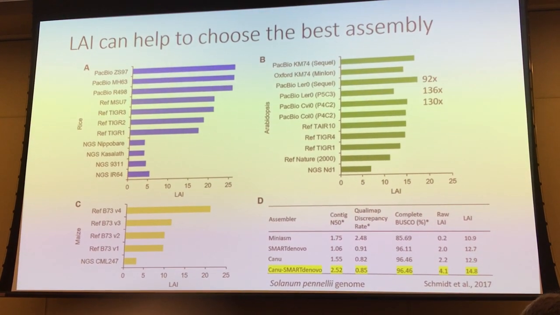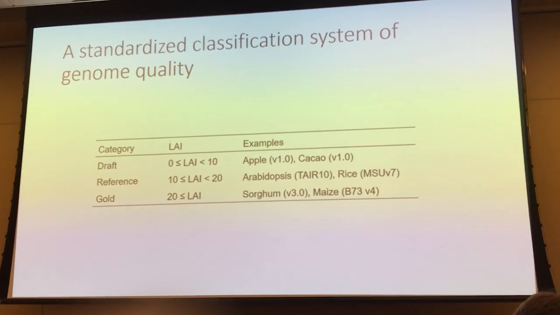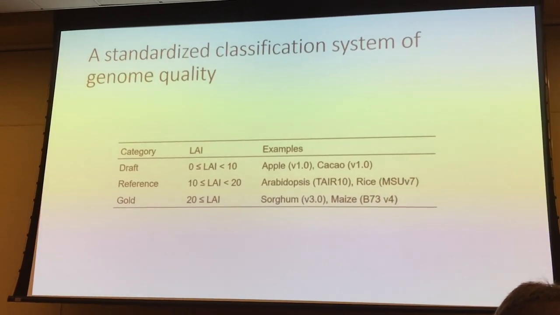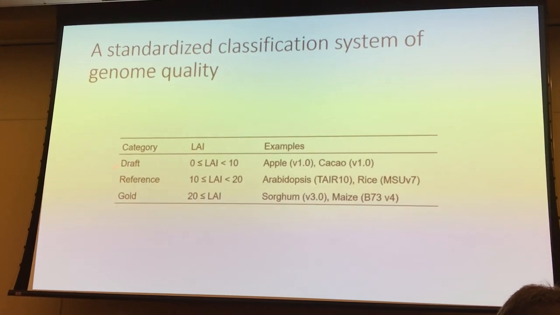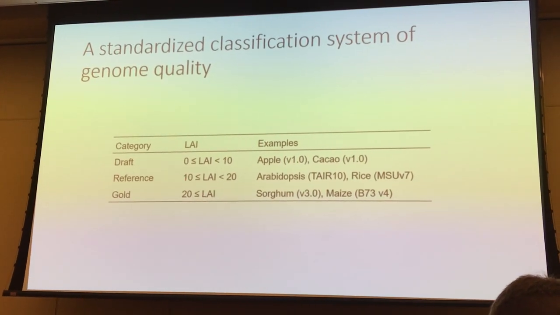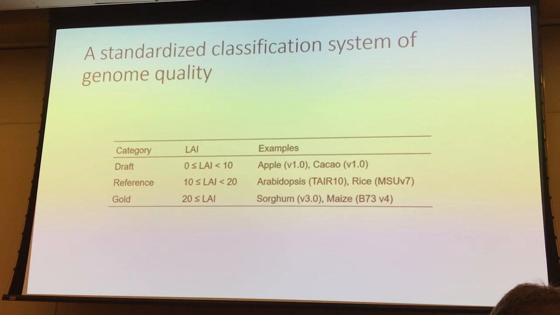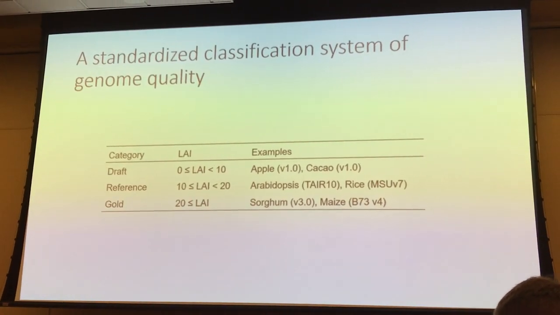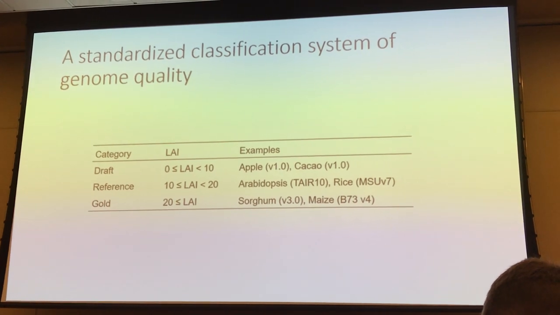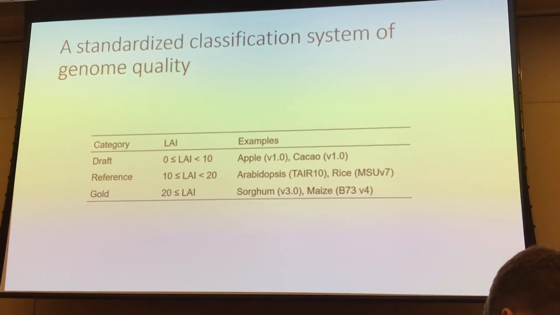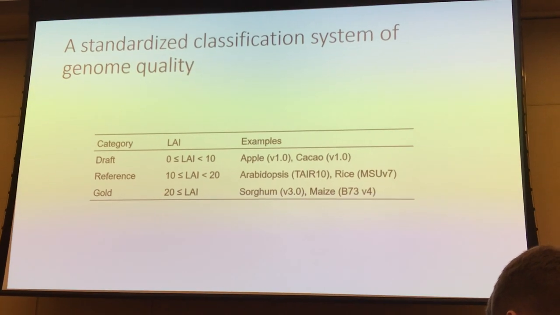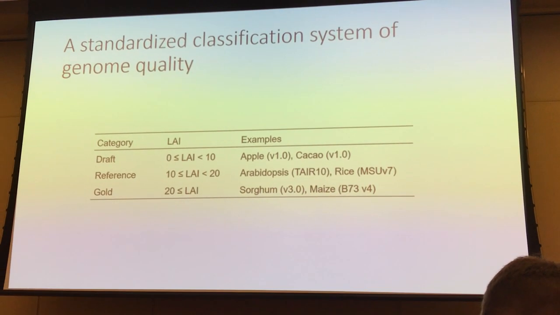your data. So based on our data, we propose a standardized classification system of genome quality, with a draft genome having an LAI range from 0 to 10, such as the apple and cacao genomes, and reference quality from LAI 10 to 20, such as Arabidopsis and rice. Gold quality is an LAI above 20, such as sorghum and maize, the version 4 maize genome.